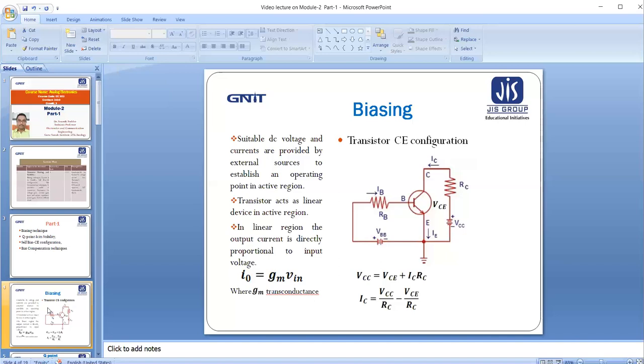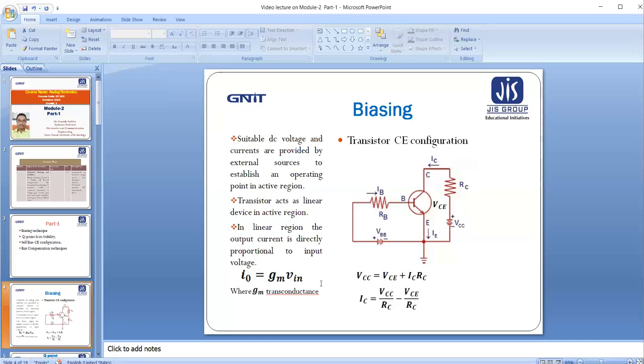There may be distortion, that is, a change in the shape and the frequency of the output signal. So therefore, in order to have faithful amplification, biasing should be done properly. And biasing is made by providing DC voltage and current through the proper external circuit arrangement.